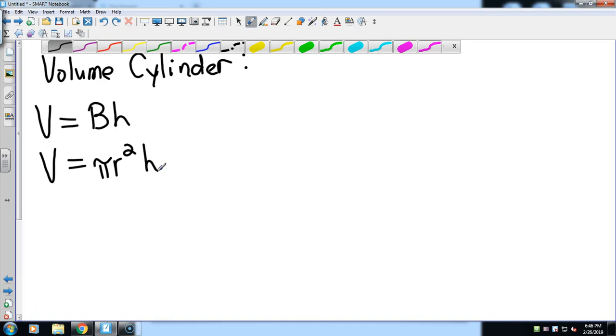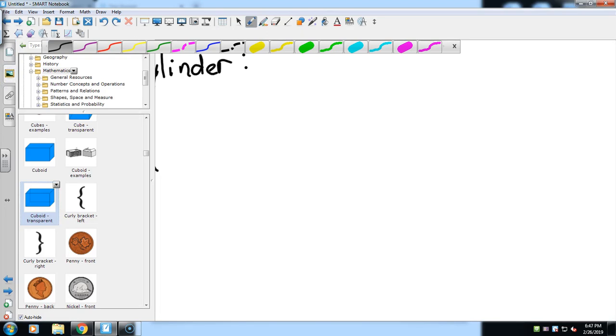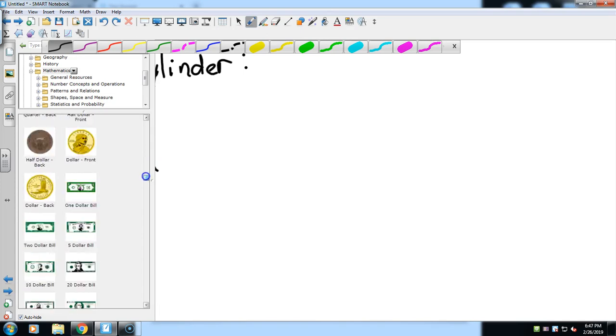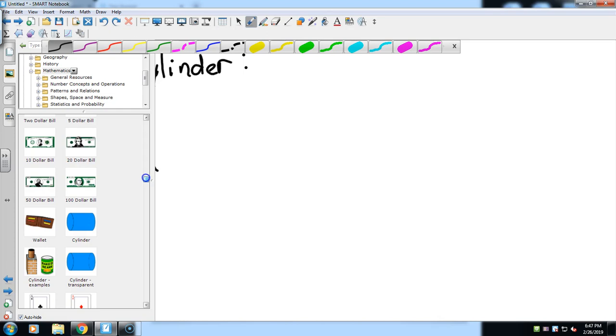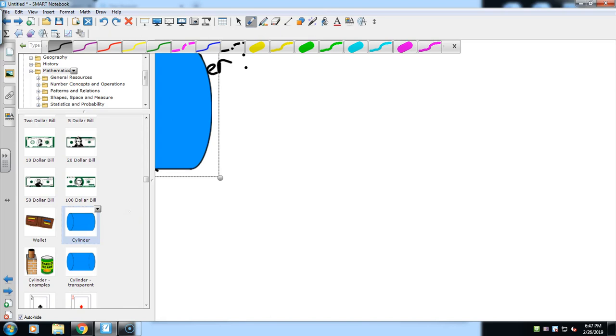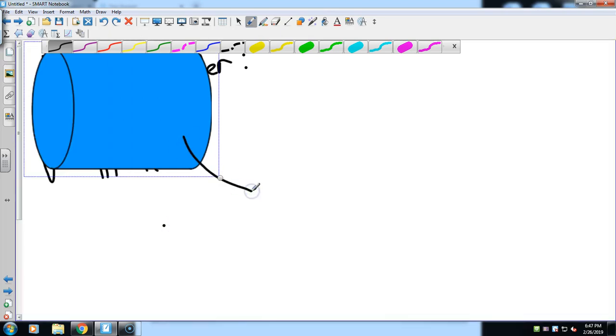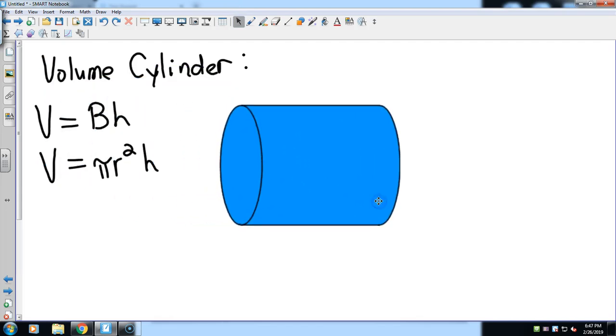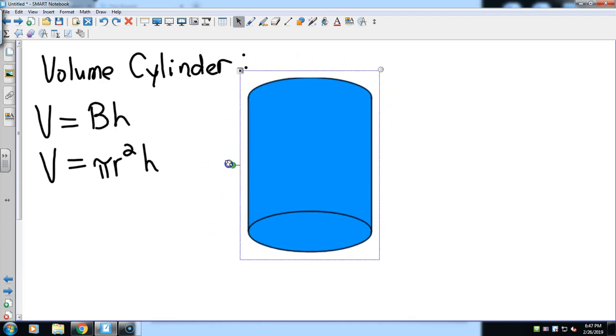And so let's go ahead and find a cylinder over here. I'll leave it going. I think I can find one fairly quickly. We're pretty close. And there it is. I'll just go with that one. So I'm going to bring that over here. And I'm going to go ahead and rotate that like that.